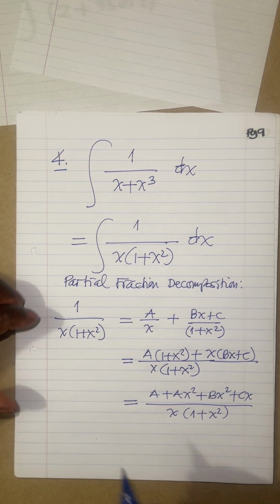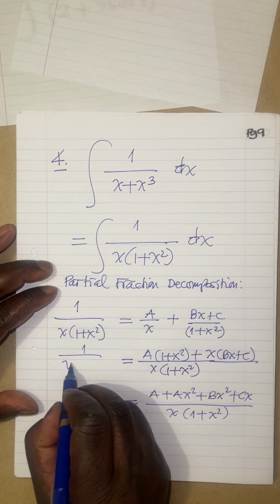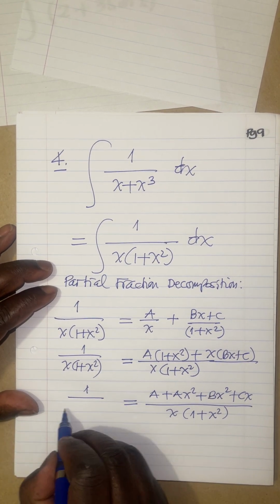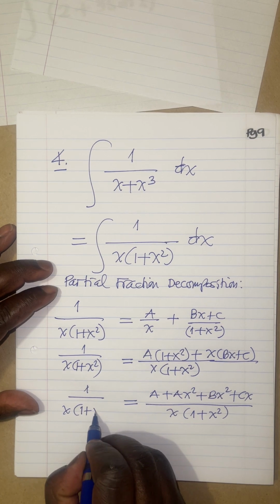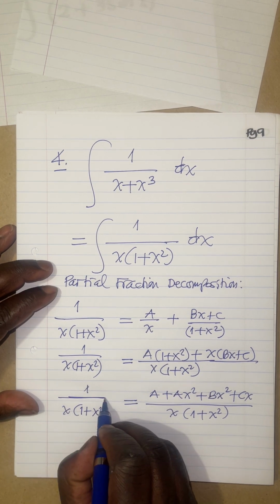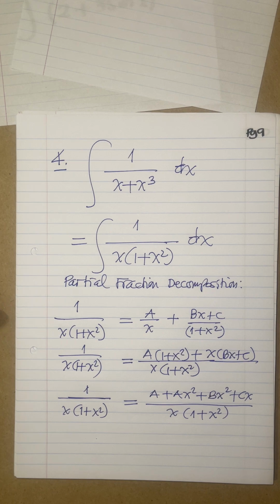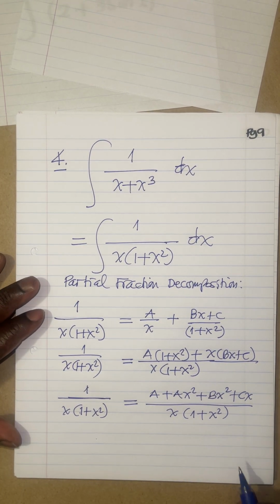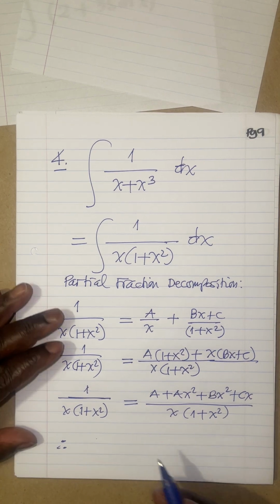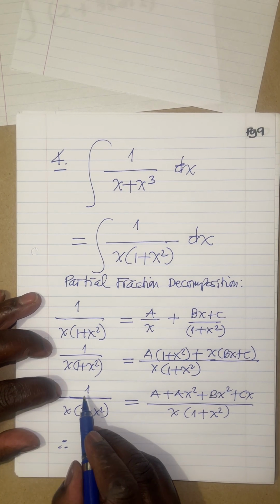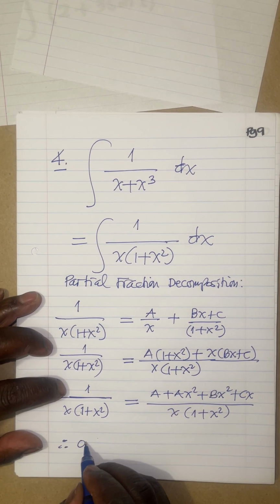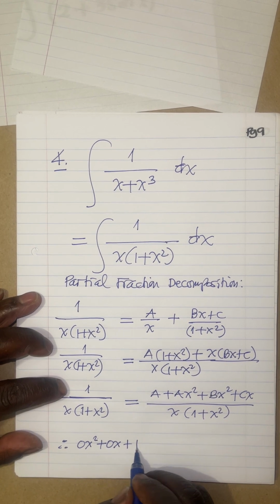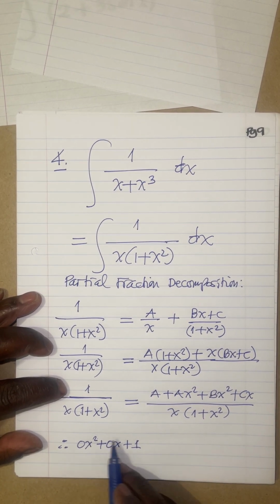Where are we coming from? Remember, we're coming from 1 over x(1 plus x squared). Now what do we say? If two fractions are such that the denominators are equal, the numerators must be equal. Therefore, our conclusion is, watch how I'm going to rewrite 1. 1 can be written as 0x squared plus 0x plus 1. Of course, we know that that is basically 1.